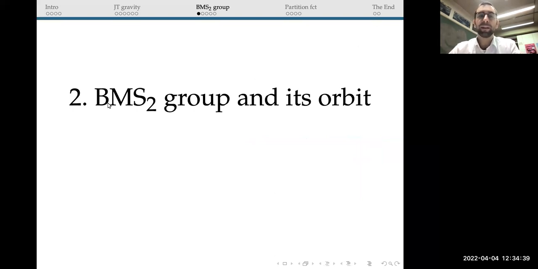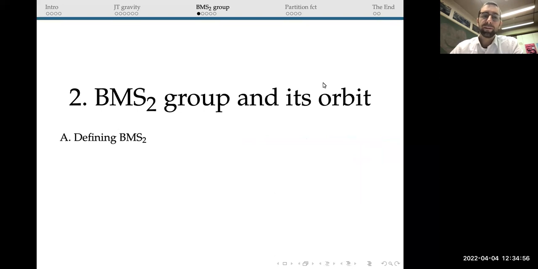By the way, I'm calling this section the BMS2 group and its orbit. And again, the fact that there's no S here on the right is not a typo. It's deliberate because I'm going to argue that the BMS2 group generically has a single coadjoint orbit.